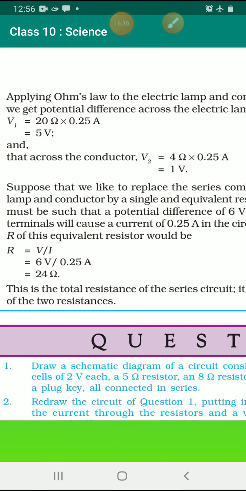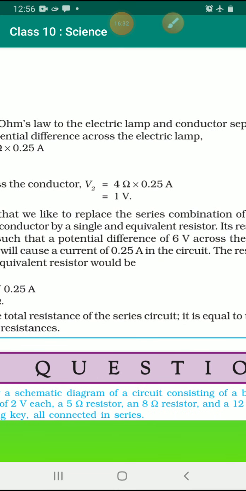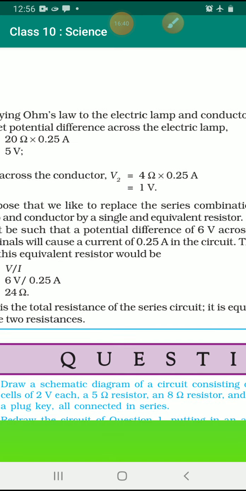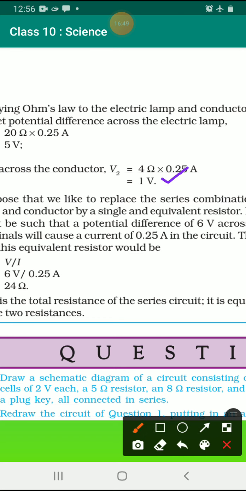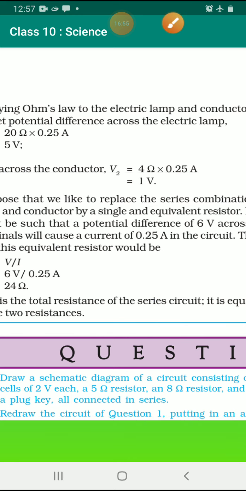And across the conductor, V2. When we take the example of V2, 4 ohm into 0.25 ampere current, same formula, V is equal to I into R. So 4 into 0.25 is nothing but 1 volt. Why have we written volt here? Because potential difference we measure in volts, isn't it? Got it, children?